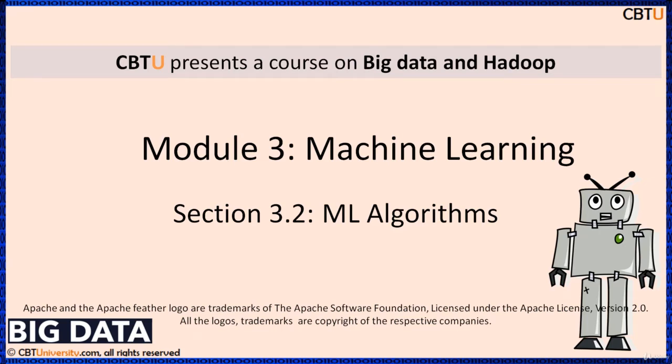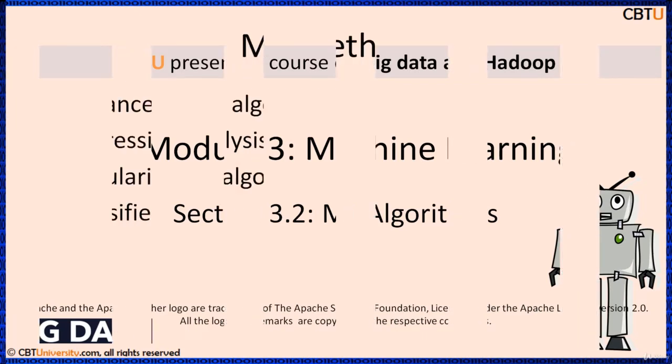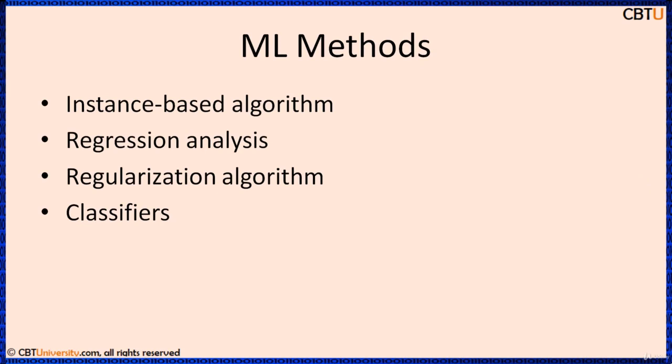CBTU presents a course on Big Data on Hadoop, Module Machine Learning, Section Machine Learning Algorithms. Machine learning methods and algorithms are classified as instance-based algorithms, regression analysis, regularization algorithm, and classifiers. Instance-based algorithms are k-nearest neighbors algorithm KNN, learning vector quantization LVQ, self-organizing map, and so on.